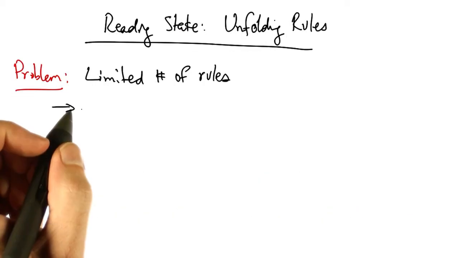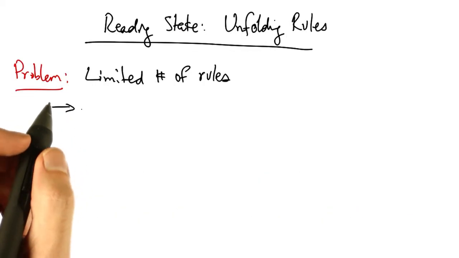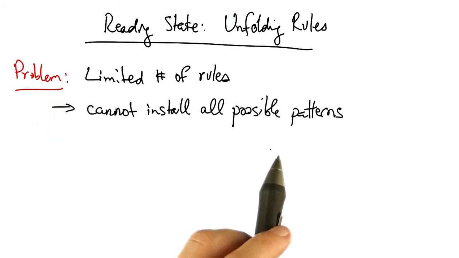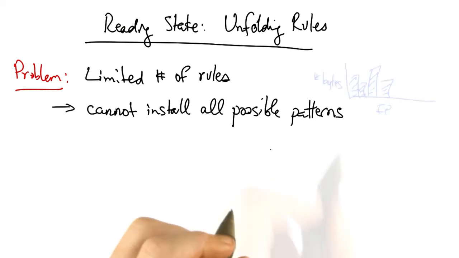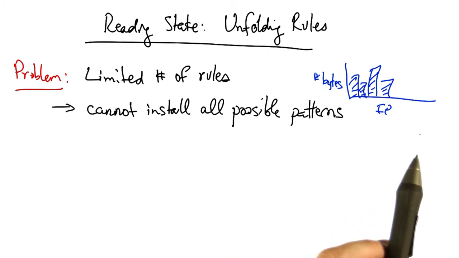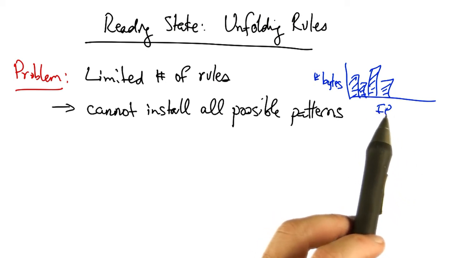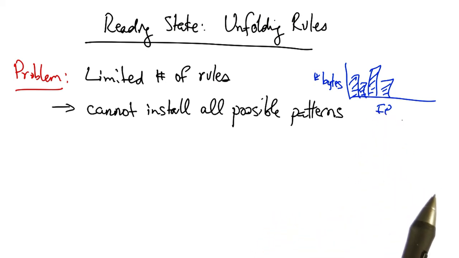Another problem that arises is that switches only have limited space for rules. It's simply not possible to install all possible rule patterns for every set of flows that we'd like to monitor. For example, if we'd like to count the number of bytes for every source IP address and generate a histogram with the resulting traffic, we would potentially need a flow table entry for every possible source IP address. It's simply not possible to install all of these possible rules.